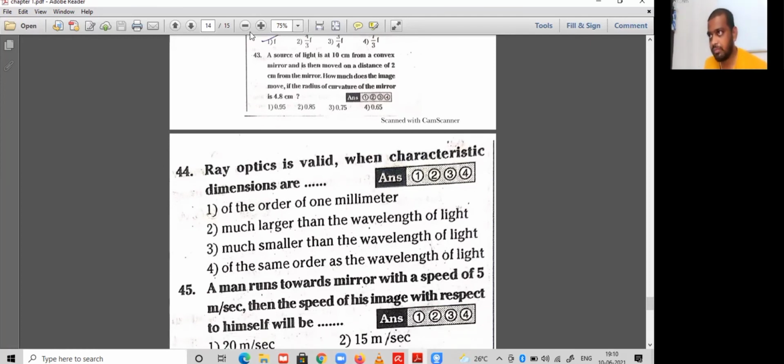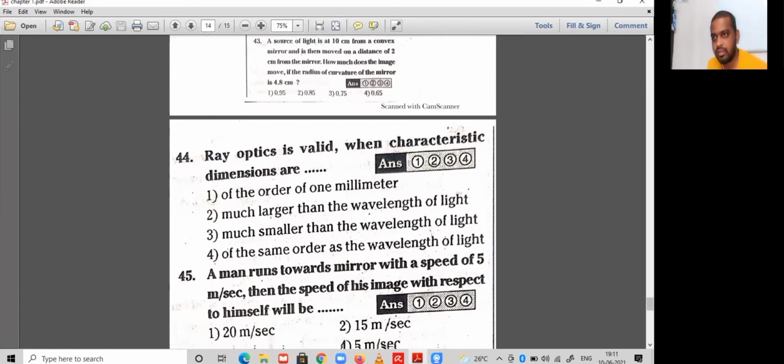Question number 44. Ray optics is valid when the characteristic dimensions are, first option, of the order of 1 millimeter, much larger than the wavelength of the light, much smaller than the wavelength of the light, or of the same order as the wavelength of the light. Question number 44, the option is 2, much larger than the wavelength of the light.